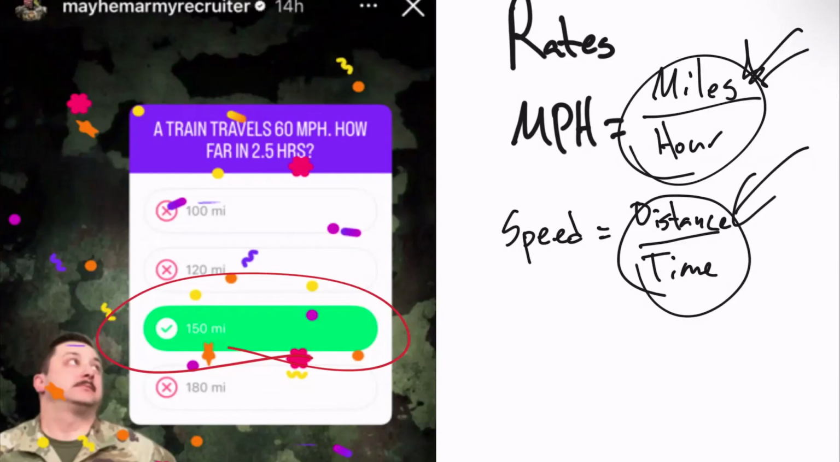But understanding the concept behind it, all you have to do is speed times time gives you the distance. So you can do it that way as well. You can just go through, okay, 60 times 2.5, and that's going to give you that same 150.